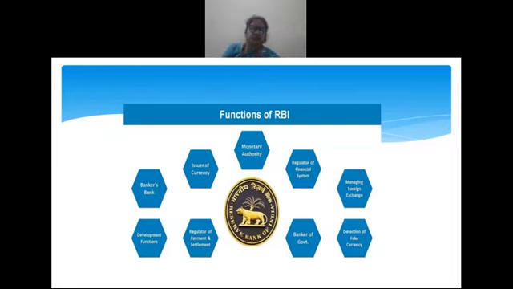regulator of payment and settlement. So RBI is the regulator of payment and settlement. They have the payment and control system. RBI is the finance authority, alongside the judiciary and parliament. So RBI is heading the finance sector of the country.